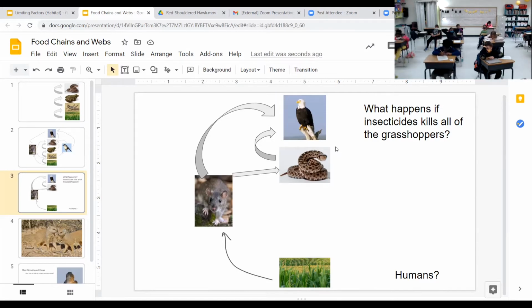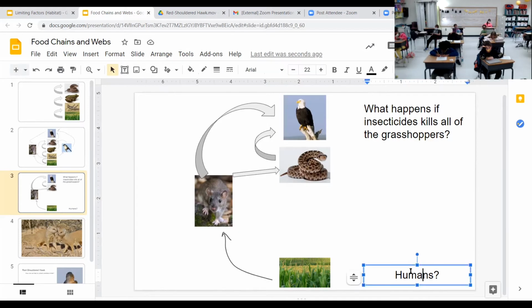So does that kind of demonstrate how critically linked everything is within a food web, and how important it is to understand how connected everything is, because if just one thing changes, that can alter the rest of the food web? That makes sense to everybody? Yes, sir. Yeah. All right.